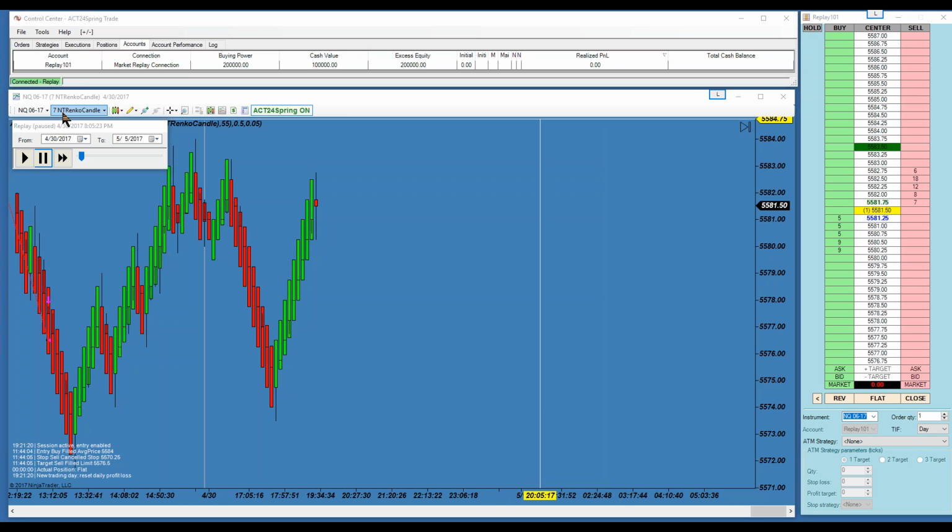Okay, we have the 7 Renko. Same settings we use every single week. I'll start the system.